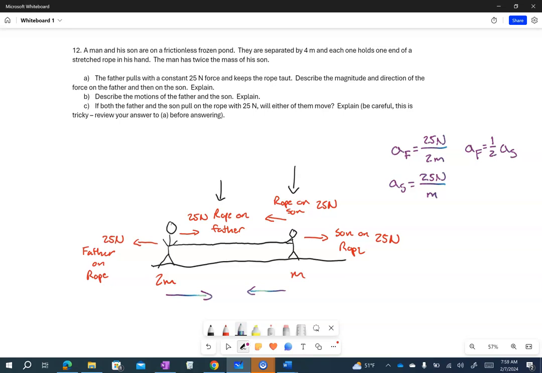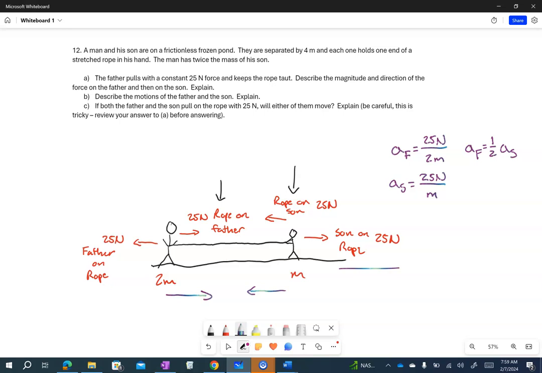Now, in part C, with both the father and the son pulling the rope with 25 newtons, will either of them move? Well, look at what we just said. The son has to pull on the rope with 25 newtons just to keep holding on. The father's pulling with 25 newtons. Is this going to change anything? No. Are they both going to move? Yes. Exactly what we just drew before, they're going to move towards the middle with that 25 newton force.